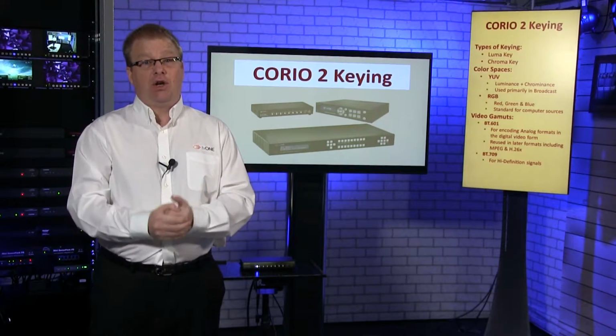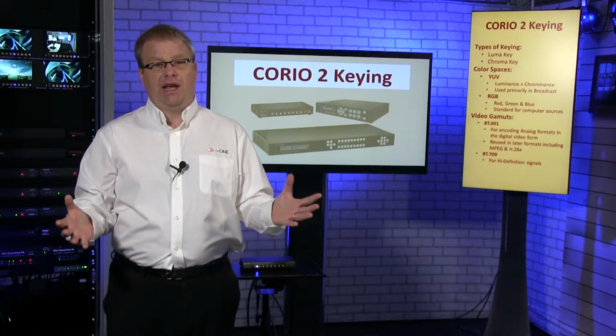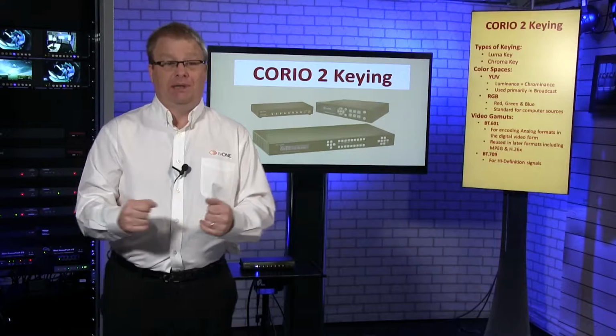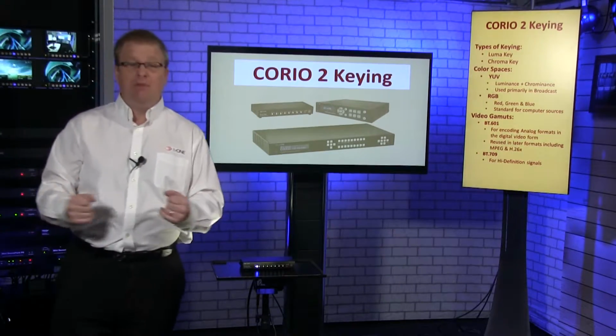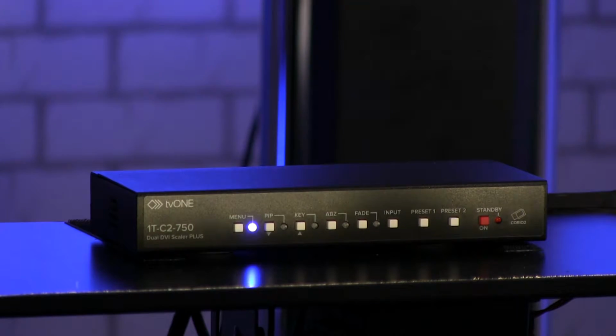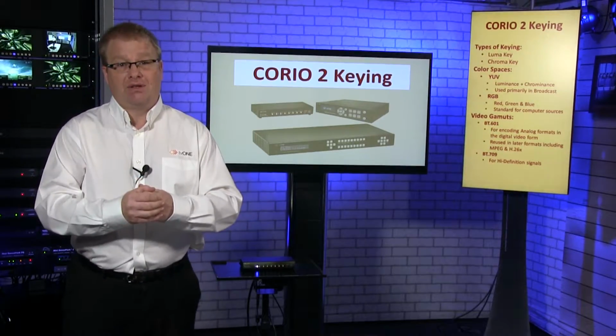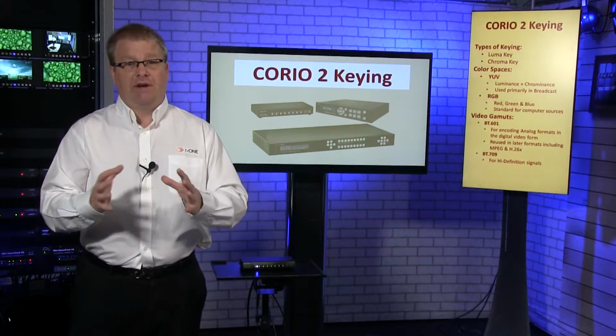In this session we're going to be looking at CORIO 2 keying. So we're going to look at keying on the whole family, and the menus are essentially the same, whether you're using something like this, the 1TC2 750, which is what we're going to be using today, or even the 2855, the 6000 or the 8000 families. It is fairly the same.